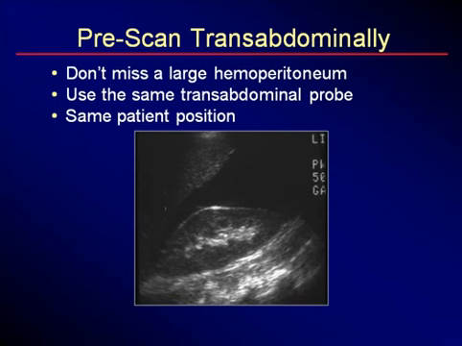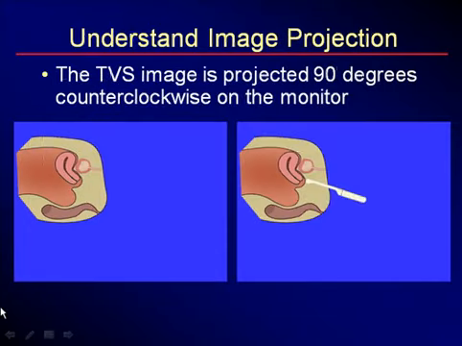If you do transvaginal alone, what you have to do then is change transducers, convert, and have the patient move back up on the table. This could shift the fluid back down into the pelvis. It does not make that exam as reliable.